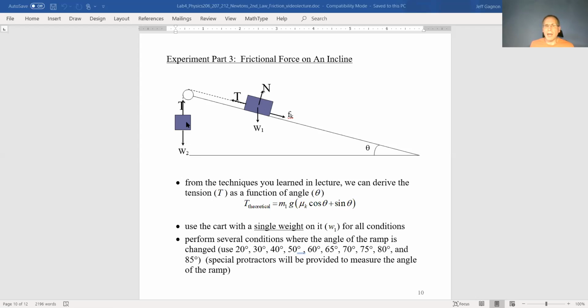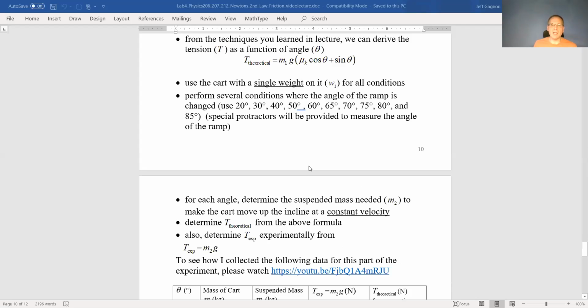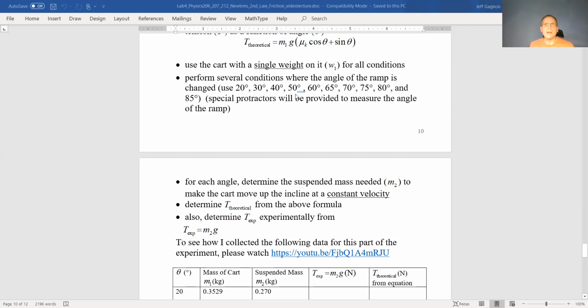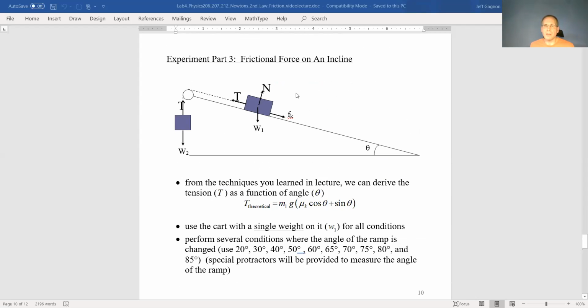So if I know what mass is on here in kilograms, I can just multiply by g, 9.8, and that gives me the weight, which is the same as the tension. That's how we find the experimental tension. In fact, that's in the table here. To get the experimental tension, these are all the masses I had to put on there so that it moved at a constant velocity. You're simply going to multiply these by 9.8, and that will be the experimental tension. Now, the theoretical tension is more complicated.